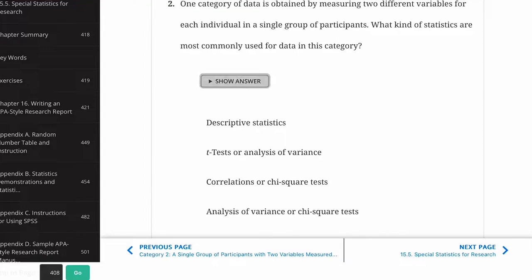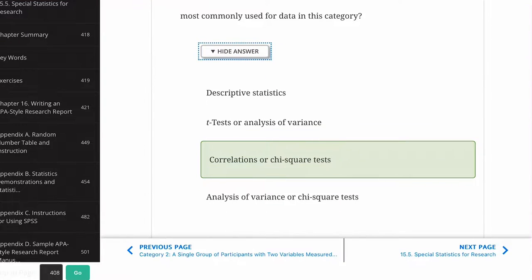So that is going to be those correlations, right? Because we're measuring 2 different variables. We're not using one to define any groups. It's just a single group of participants measuring 2 variables. We're seeing if they're related. That's correlations, or chi-square tests if it's not numerical data.